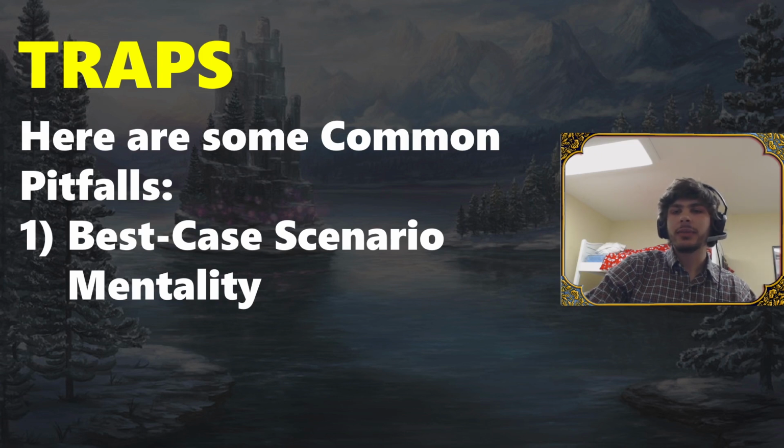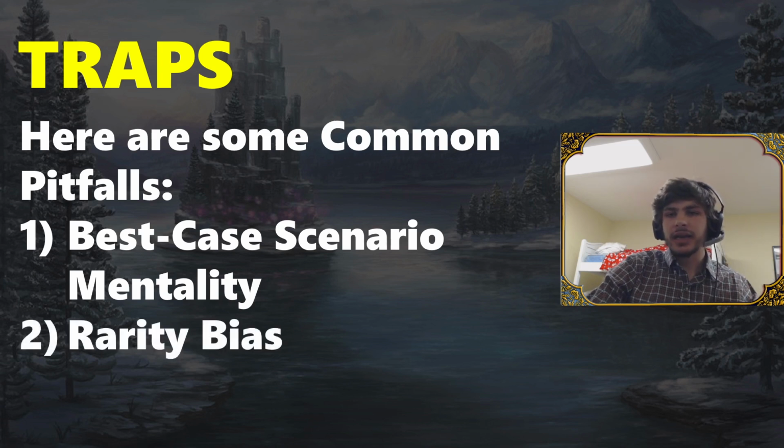For example, with the black card we looked at earlier that makes 2/2s when things die, you think, wow, this card is great. I'm going to play it on the board. I'm going to make four 2/2s at instant speed, and my opponent's going to just die on their turn, or something of that nature. Next is rarity bias.